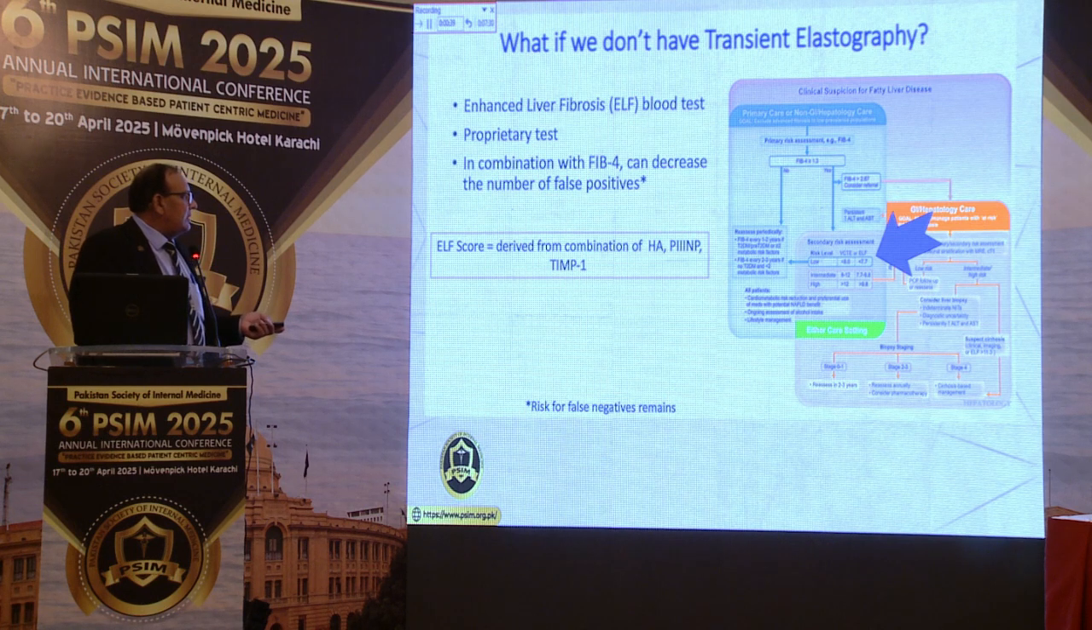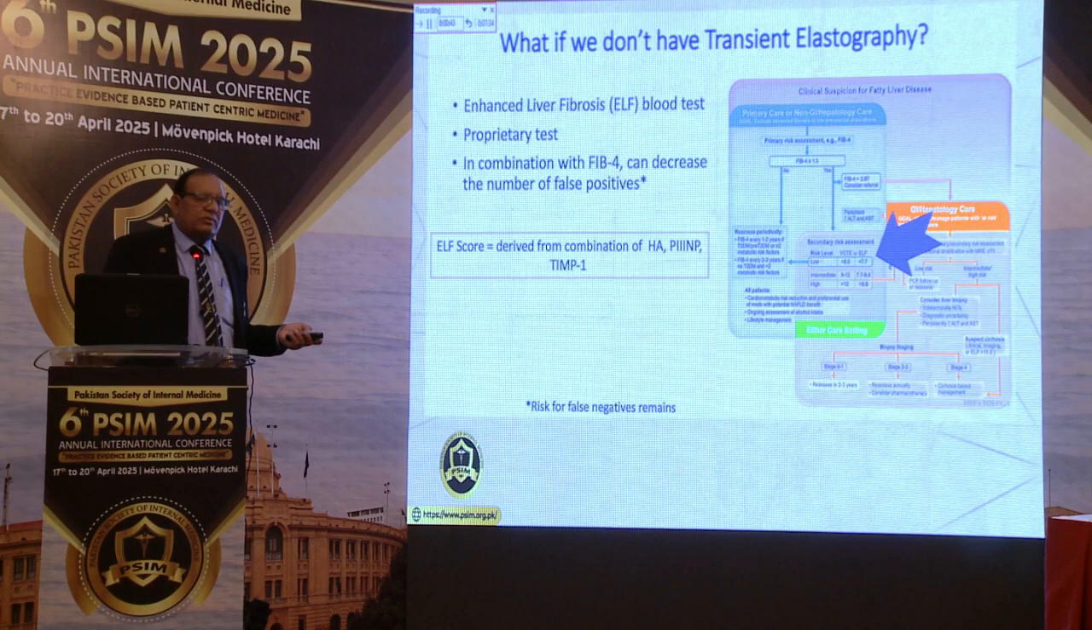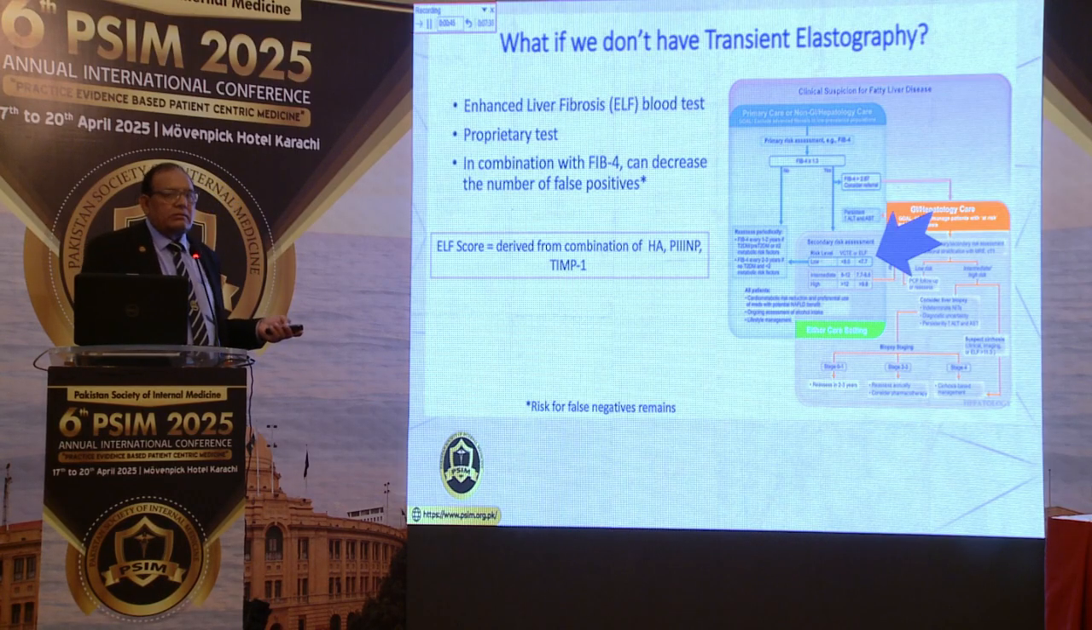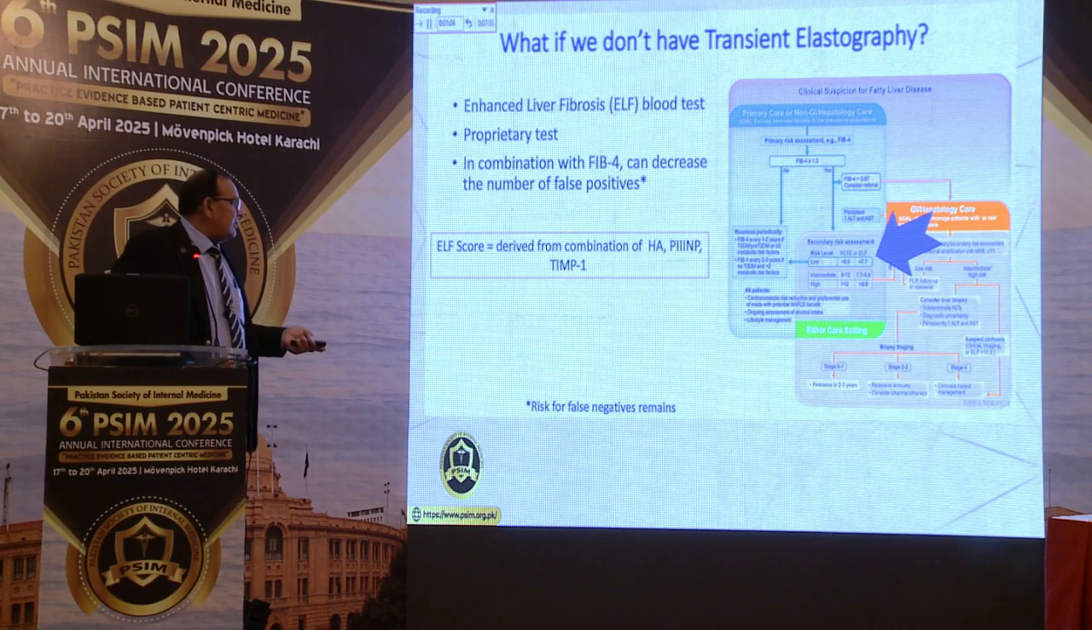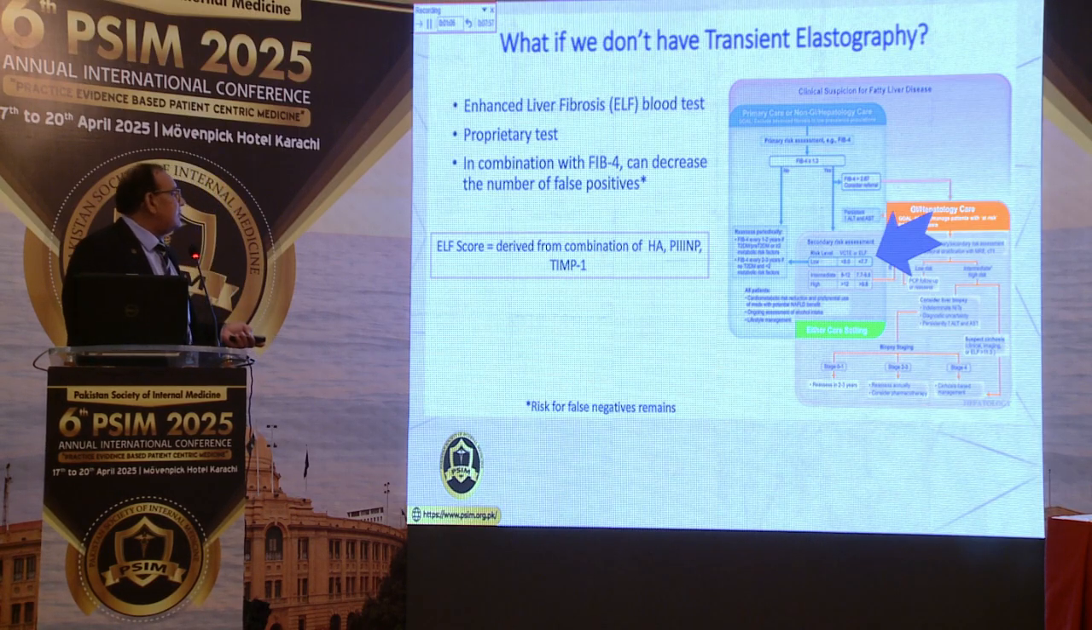So VCTE or ELF, these are two tests which can be done to further risk stratify the patient. And then if it is high risk, you will have to do a biopsy. If the fibrosis stage is 0 to 1, you can reassure and re-evaluate in 2 to 3 years, and if it is 2 to 3 or more than 4, then you will have to treat on the lines of cirrhosis. So this is the message.